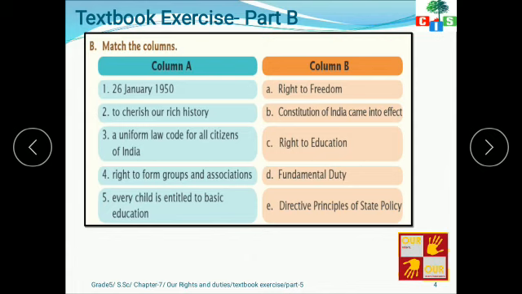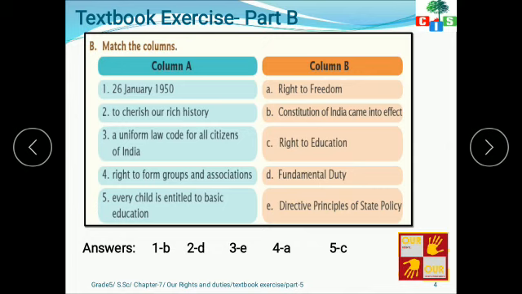Third is a uniform law code for all citizens of India. So where does it come? It is a directive principle of state policy. Now next is right to form groups and associations. Because it is written right to form, it is our right. So that will come under right to freedom. Next is every child is entitled to basic education. So this will come under the right to education. The right to education says this. Okay, so what are the answers?